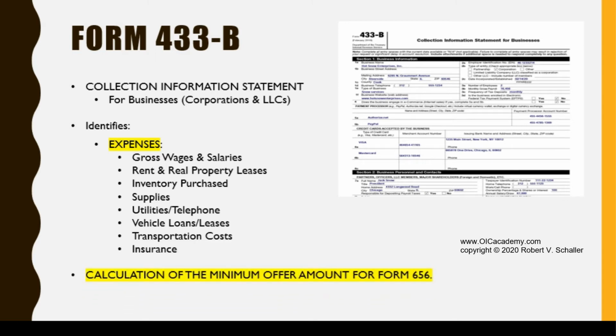Form 433B concludes with the calculation of the minimum offer amount for Form 656. This amount is ultimately transferred from Form 433B to Form 656, the offer in compromise.